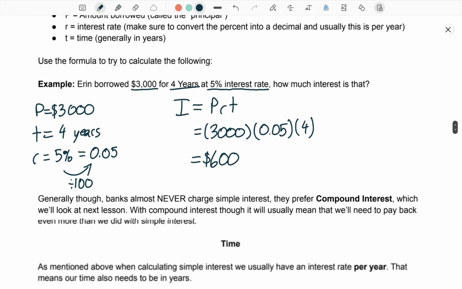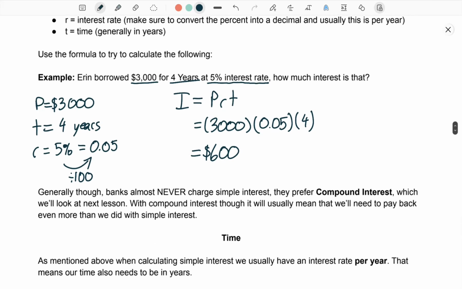All right, and that's a look at simple interest. One thing to note though is banks, they basically never actually use simple interest. So what we're going to look at in the future is compound interest, and we'll see how that compares to simple interest. But basically with compound interest, even more interest is going to accumulate. So instead of having something like $600 that Aaron would have to pay back, it would be maybe $800. It would be even larger. Because banks want more money. And we'll see what that's like, as I said, in the future. But for now, we're just going to stick with simple interest for these examples.